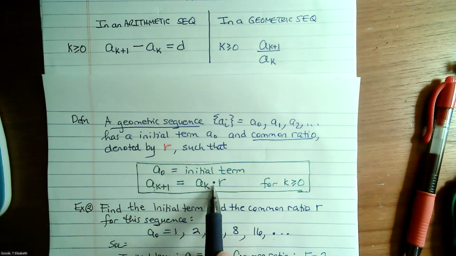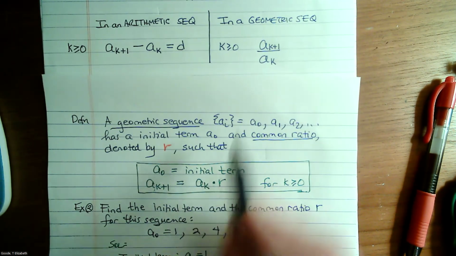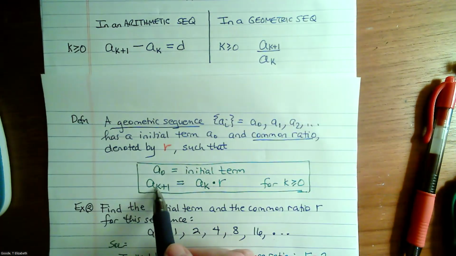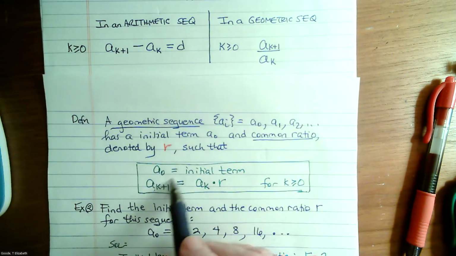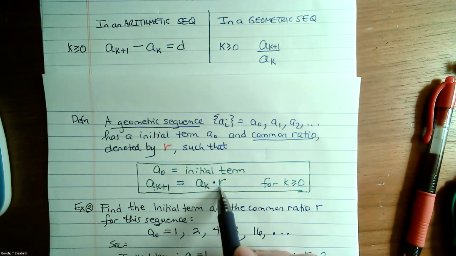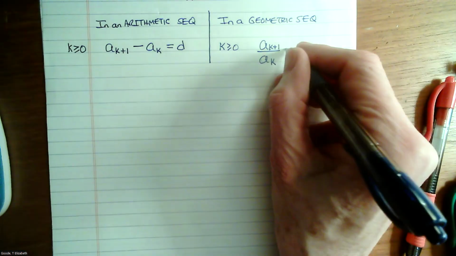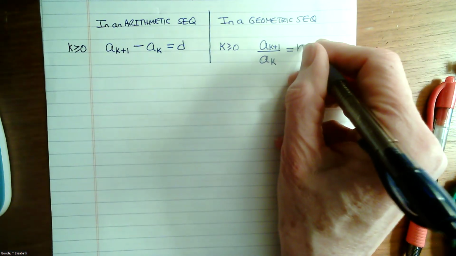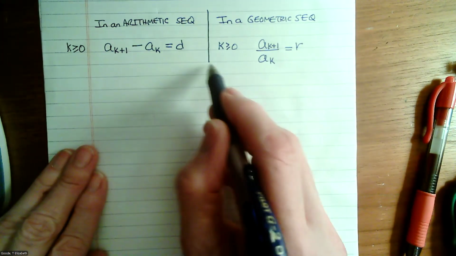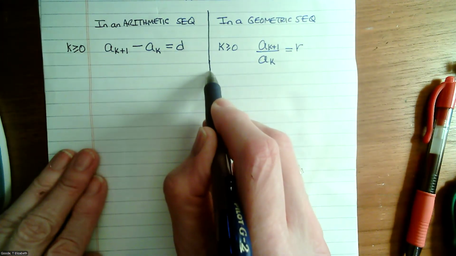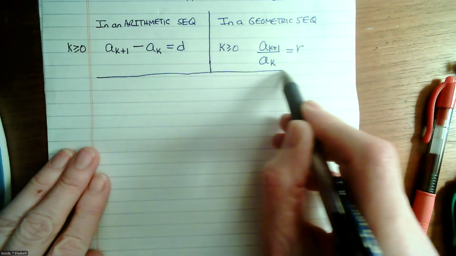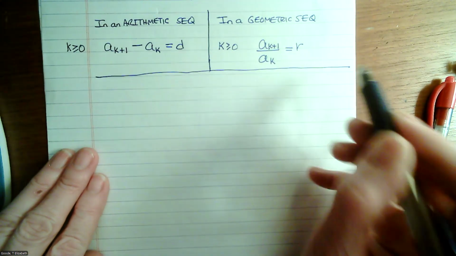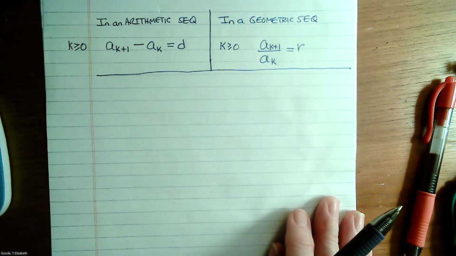So if we take both sides of this formula and divide by a sub k, then on the left side we have the ratio a sub k plus 1 divided by a sub k. And of course, on the right side, when we divide by a sub k, that cancels, and we're just left with r. So that shows why it makes sense to call d and r the common difference and the common ratio rather than the common summand and the common product.